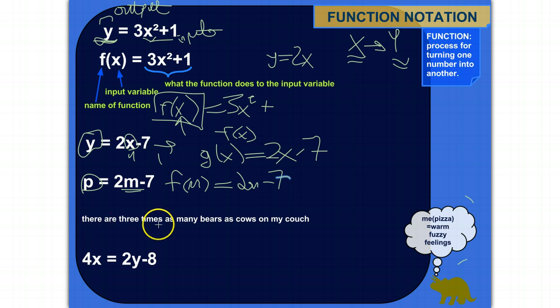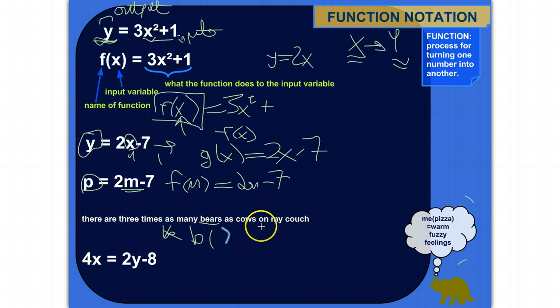All right, well let's take a word example here. There are 3 times as many bears as cows on my couch. So I could write a function that says how many bears I have as a function of how many cows. So however many cows there are, you multiply by 3 to get bears. So let's name the function, and in this case, let's just call it b, so that we know we're talking about bears. We're defining bears in terms of the other variable.